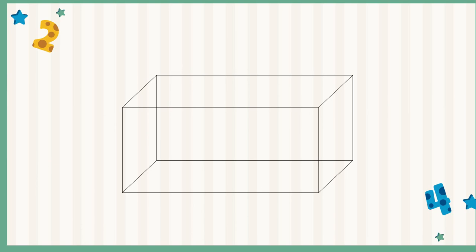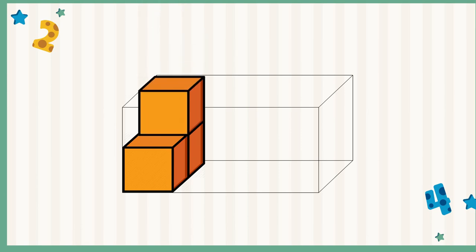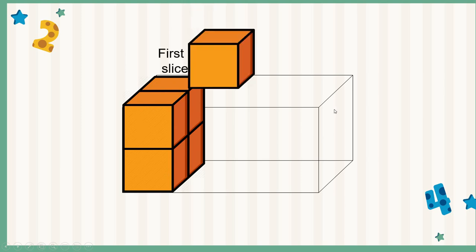Can I arrange the cubes in another way? Yes, we can. We can arrange them like this, but can I call this one a layer? No. The layers have to be vertical and horizontal, and this one is vertical, right? So this one I will call a slice. This is the first slice.